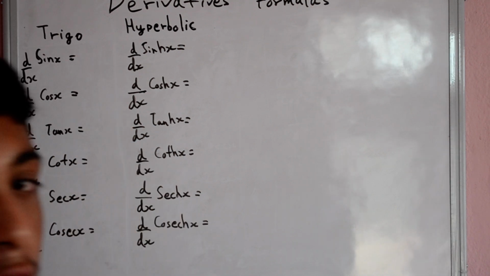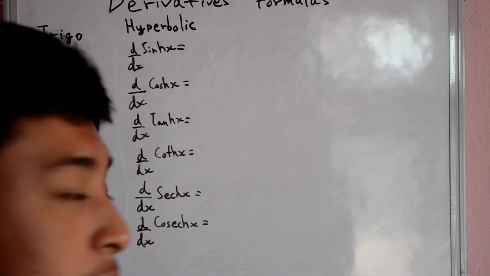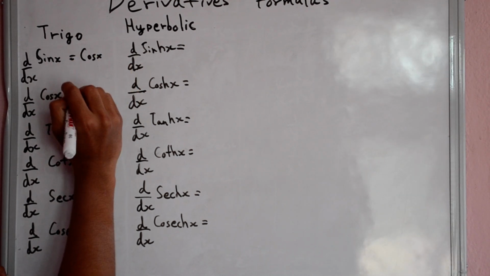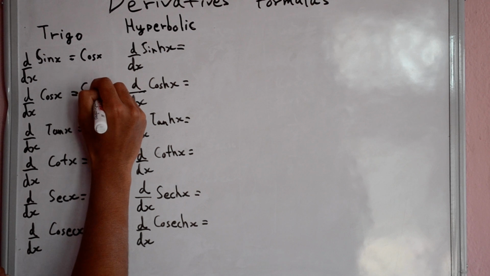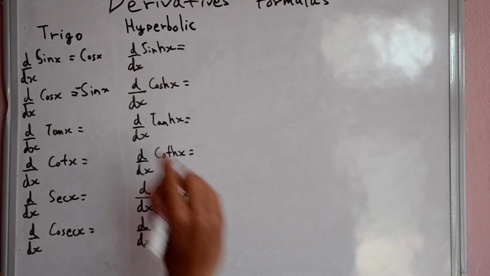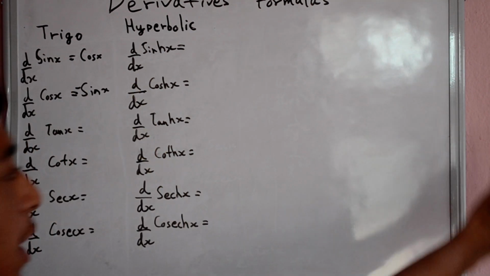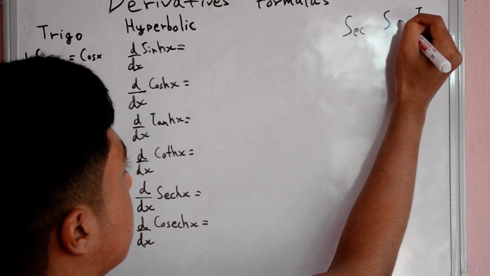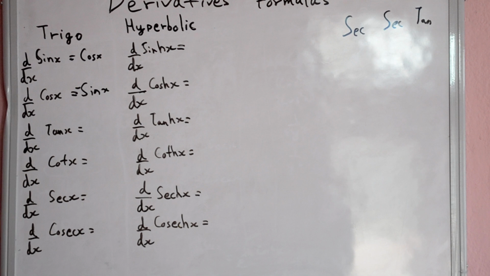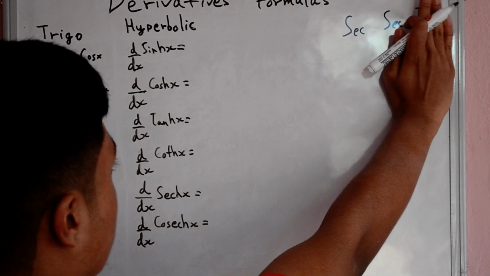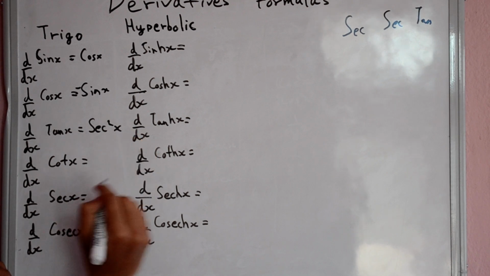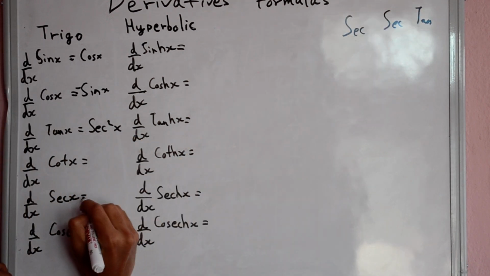Now let's recall what the derivatives of trigonometric functions are. The derivative of sin x we know is cos x, and for cos x it's minus sin x. And for these we have a nice trick called the SST, which stands for sec tan. So the derivative of tan, you cover up this, you will get sec square x, and for sec x, cover up this, you get sec x tan x.